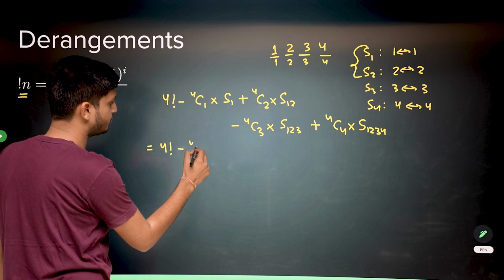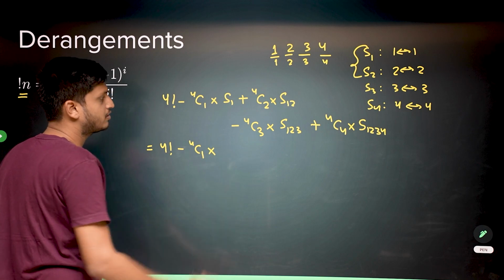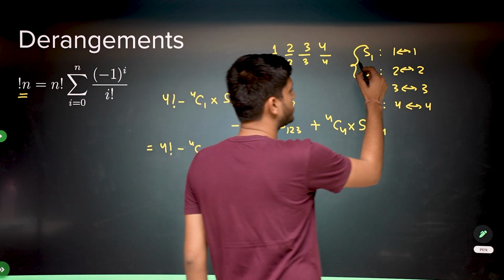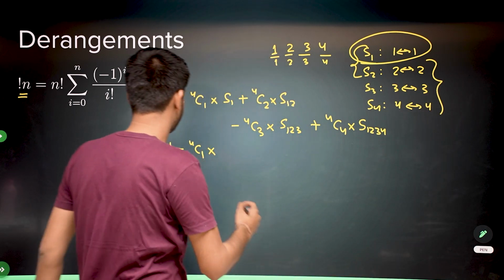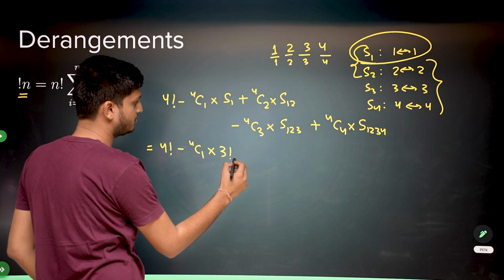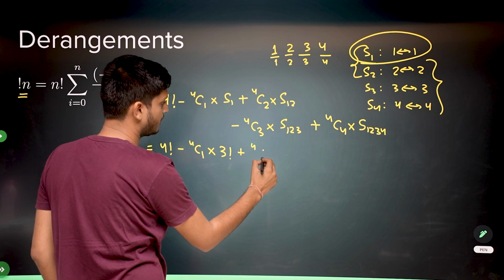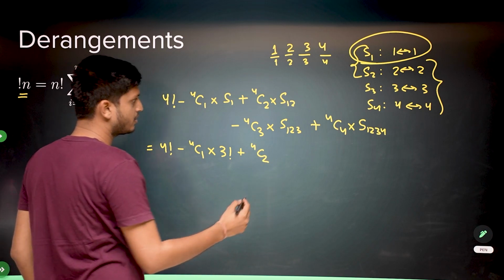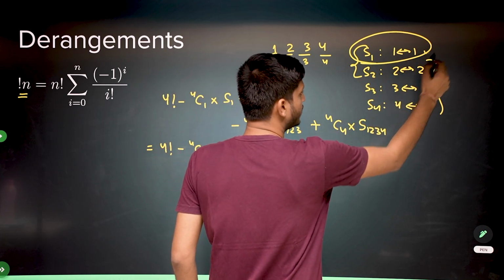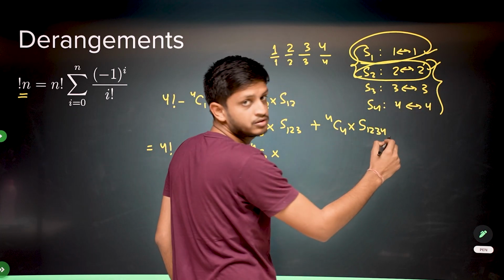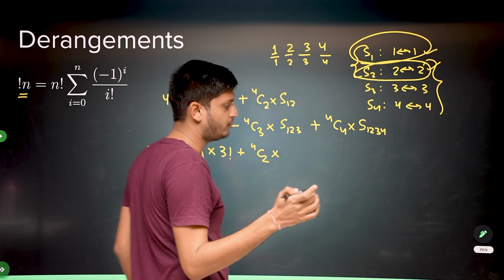4 factorial minus 4C1 times the cardinality of any one of them, which means that 1 goes in cover 1 and the other 3 can be arranged in 3 factorial ways. So 3 factorial, plus 4C2 times. Now 2 of them are true, which means 1 goes in 1 and 2 goes in 2. So the other 2 can be arranged in 2 factorial ways.